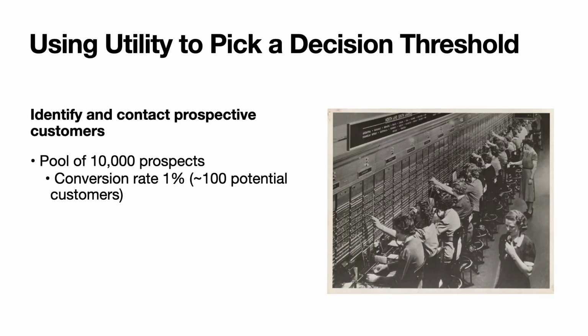You have a model that scores prospective customers on likelihood of conversion, and you expect about a 1% conversion rate. You need to set a threshold score for deciding which customers to call. Let's do a utility calculation to set that threshold.